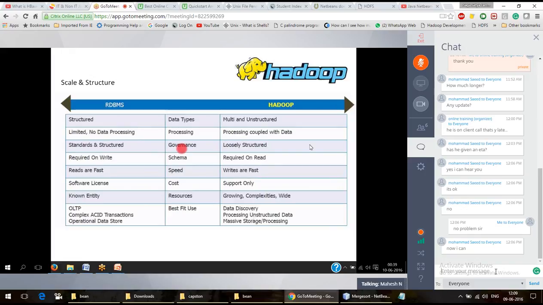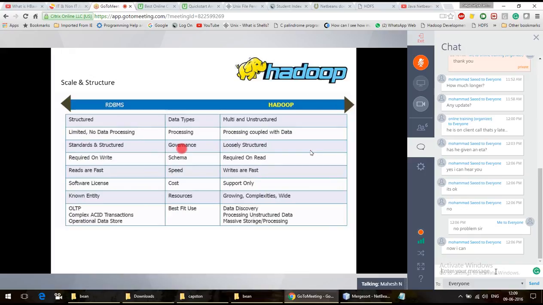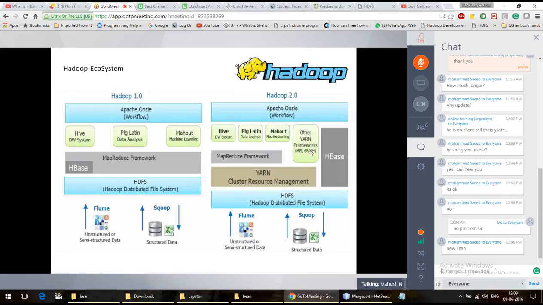Then this next slide will give you a complete example of where exactly these all fit into a specific core structure. Guys, this is the difference between Hadoop 1.0 and 2.0.